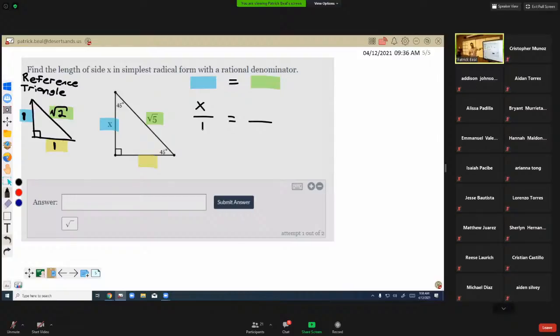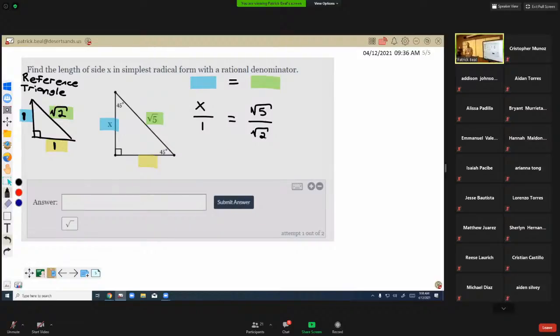But now that we've done x on top, when we do our green fraction, the order does matter. Remember we put x on top for the blue fraction? That means we need to put the square root of 5 on top for the green fraction. For the green fraction, what goes on the bottom? Square root of 2, yes. Square root of 2 on the bottom. So that's going to be our green fraction.